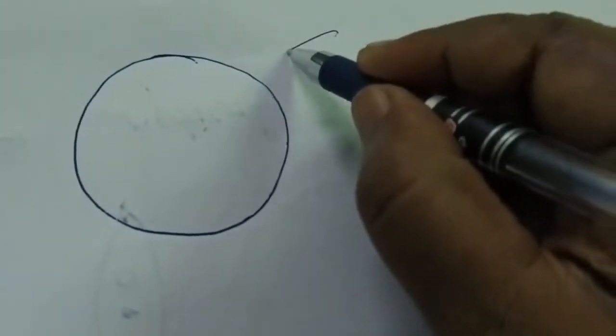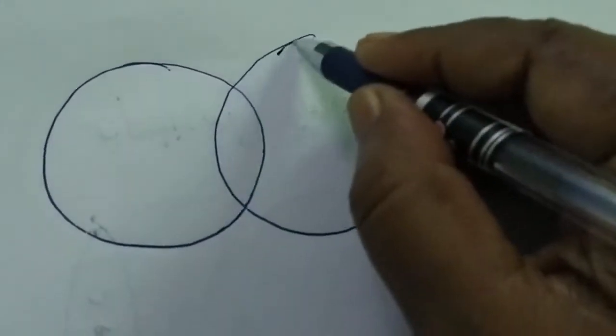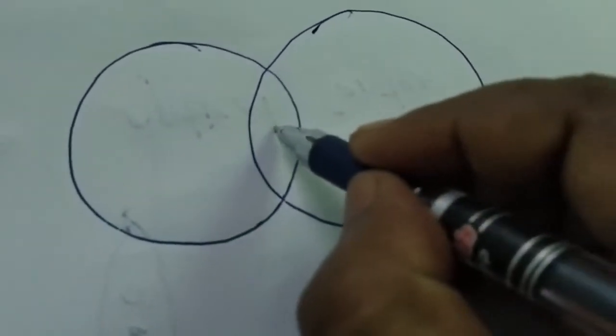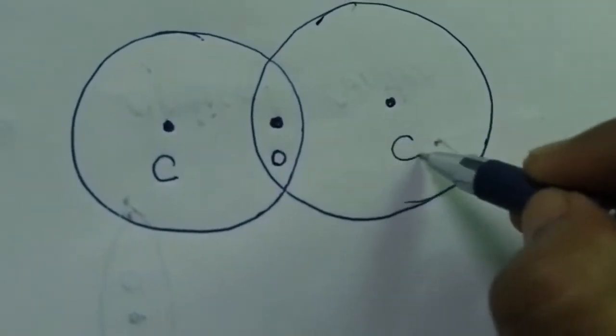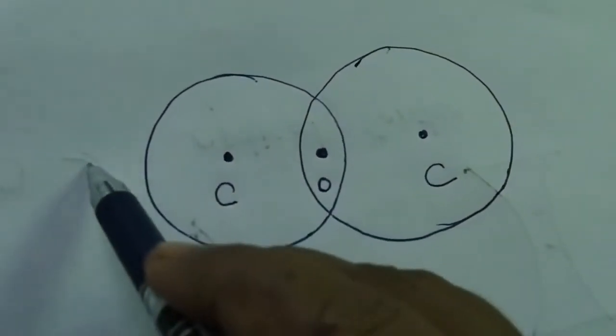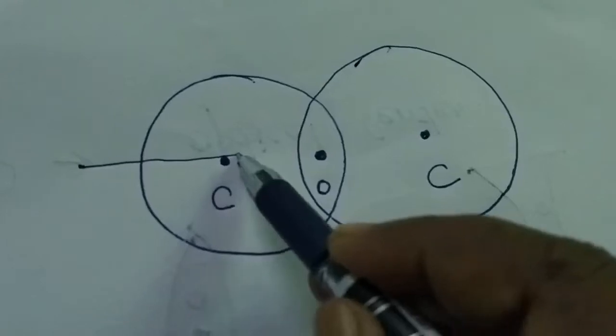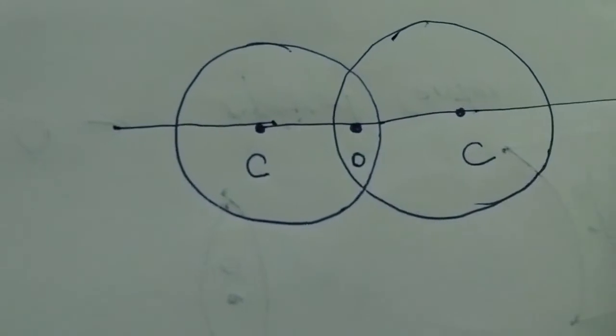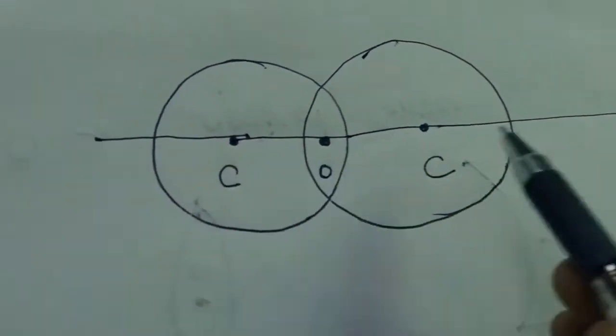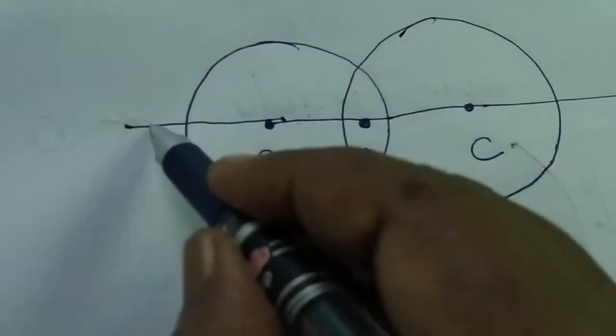There is a line which passes through. So consider this as a lens. This is the optic center O, this is the center of curvature C, and this is also the center of curvature C. The line which passes through the center of curvature C, the optic center O, and again the center of curvature C is called the principal axis.